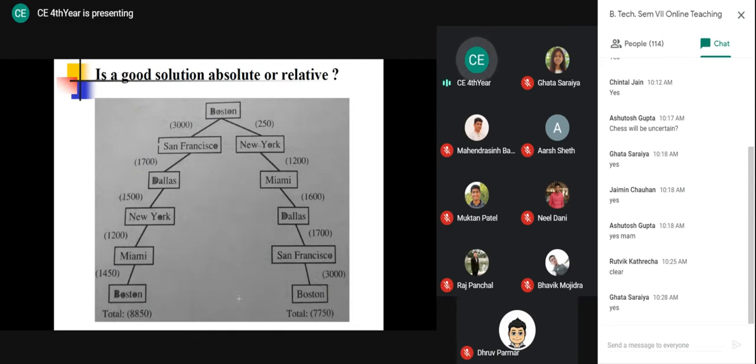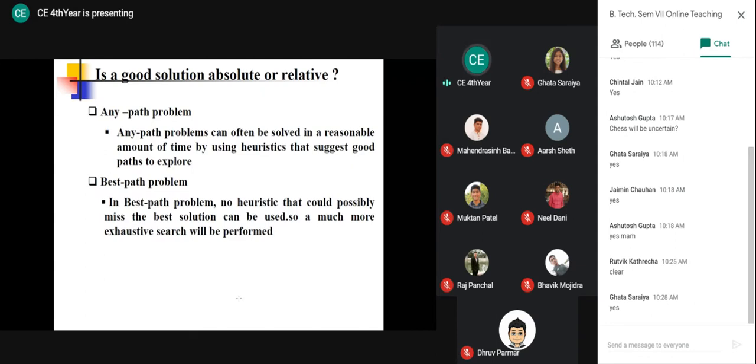Now let's start with the next characteristic. But before that, I will explain one thing. In this case there are two classes of problems. One is the any path problem and another is the best path problem. What is any path? An any path problem can often be solved in a reasonable amount of time by using heuristics that suggest a good path to explore. Which one is the any path problem? The first example that we discussed is an any path problem. The next one is the best path problem.